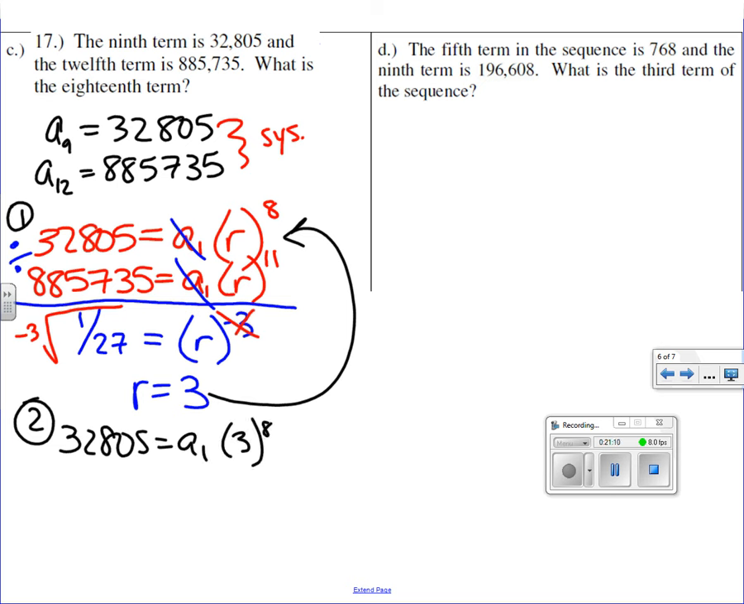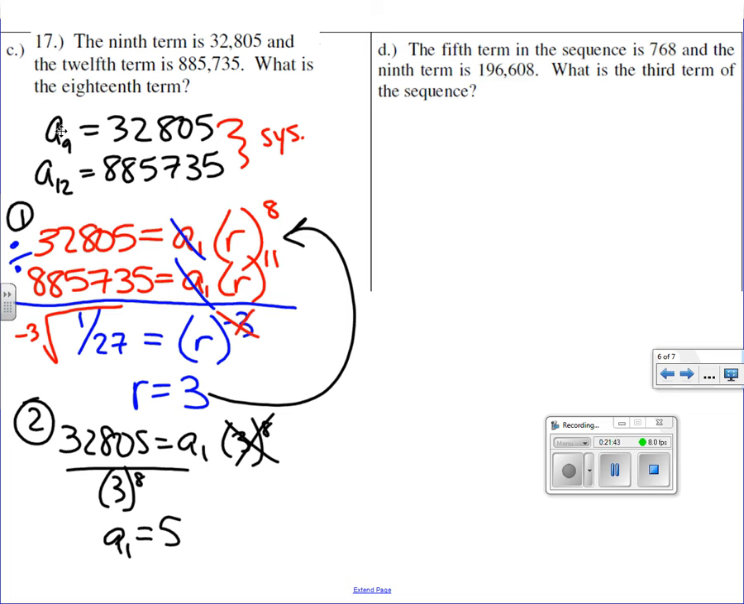Yep. All right. Jacob, what would I do next to get A1 by itself? Good. Anybody, what does that give you? All right, Rudy, what is the question asking? Have we found that yet? No. Anybody, how could we find the 18th term?